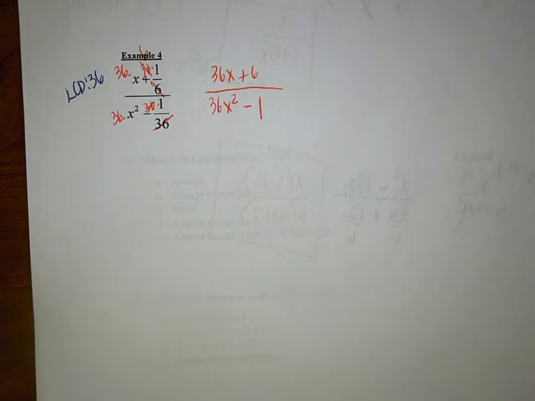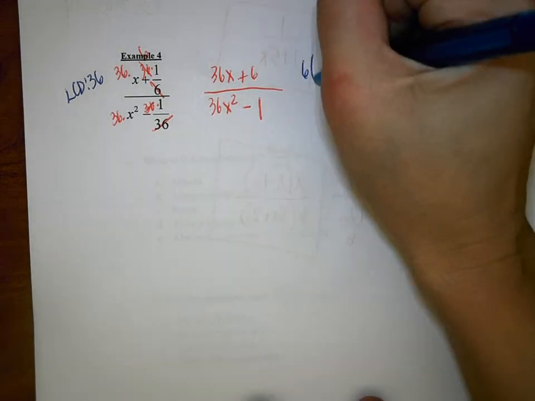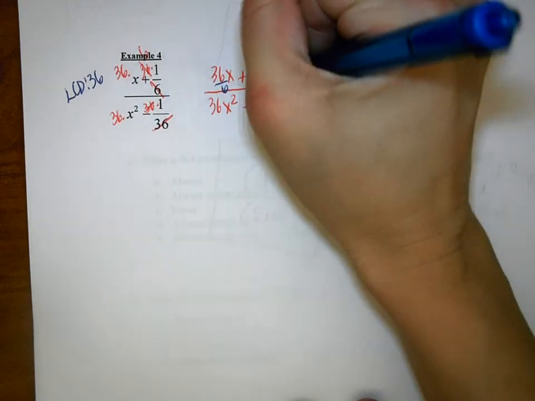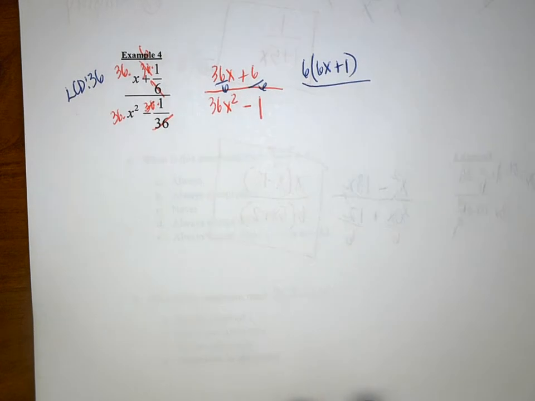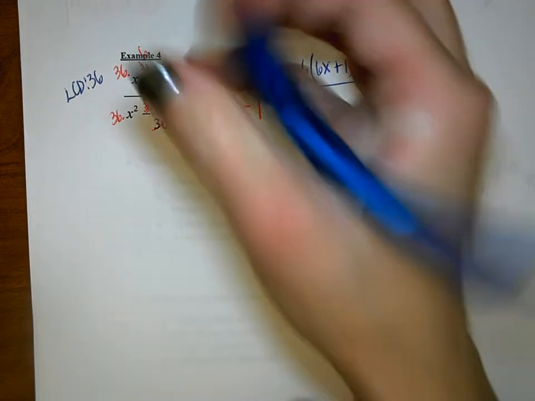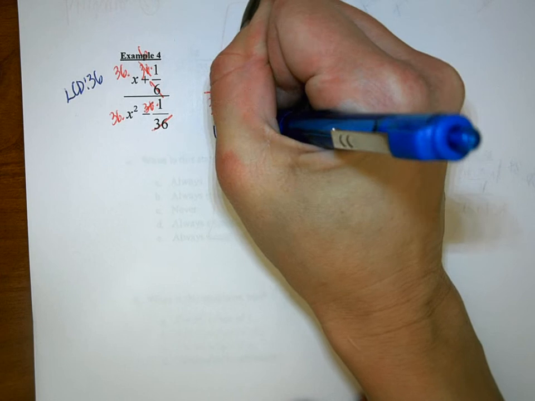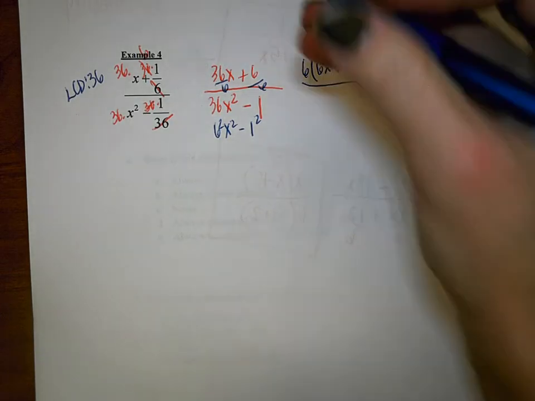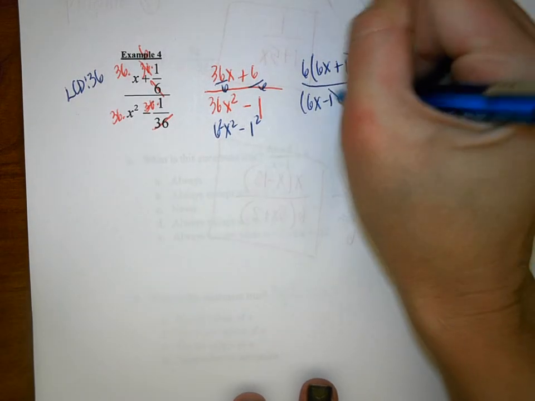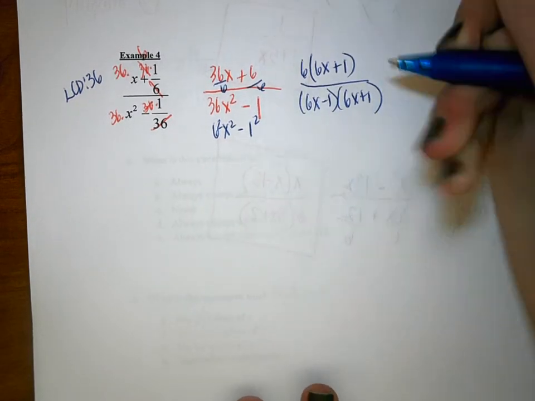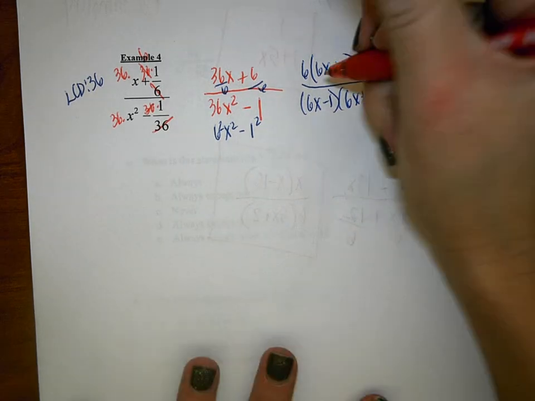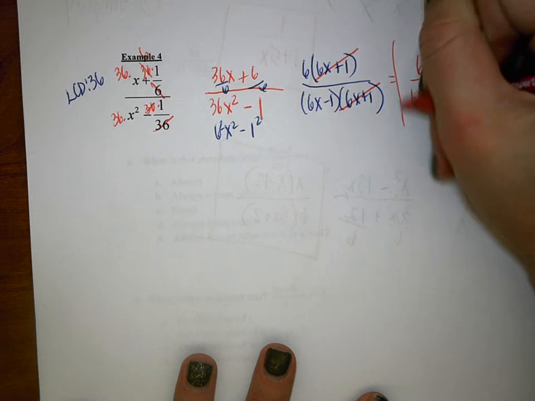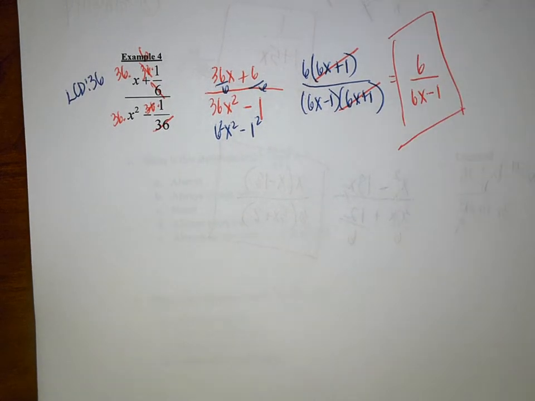On the top, what can I factor out? A 6, and I'm left with 6x plus 1 because I'm dividing each of those terms by 6. In my denominator, these can all be written as squares. 36 is 6 squared, x squared, and then 1 can always be written as a 1 squared. So this is a difference of squares. We get 6x minus 1 and 6x plus 1. So we can cancel the 6x plus 1s, and we're left with 6 over 6x minus 1. And that is my answer.